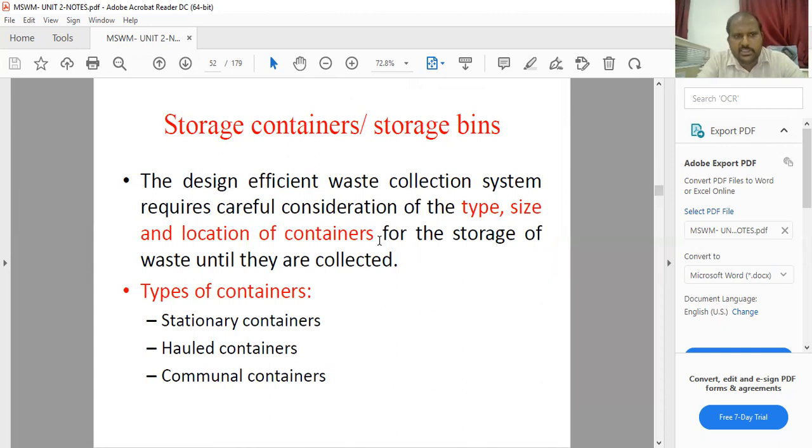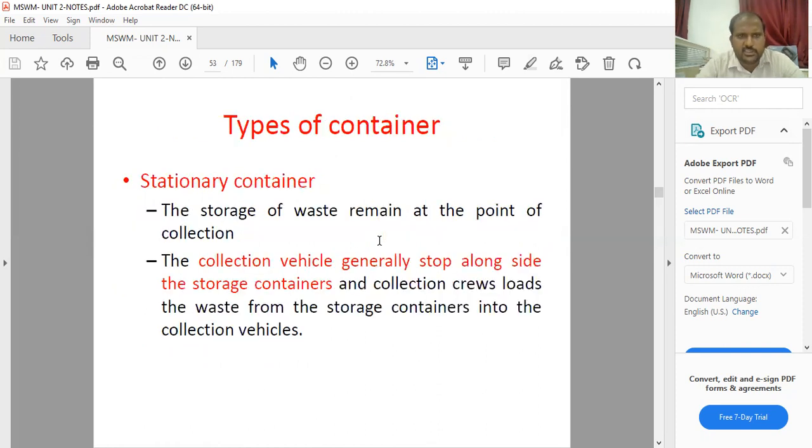Designing an efficient waste collection system requires careful consideration of the type, size, and location of containers for the storage of waste until they are collected. There are three types of containers. The first one is stationary containers, the second is hauled containers, and the third is communal containers. First is the stationary container, where the stored waste remains at the point of collection.